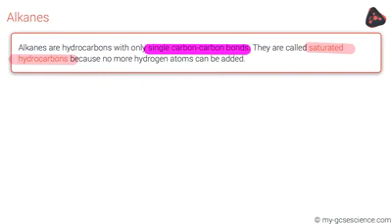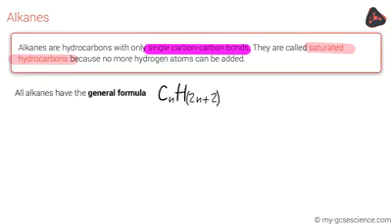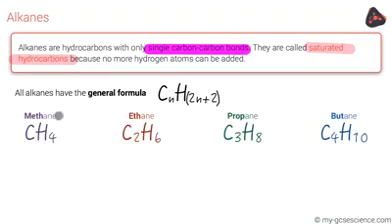So we said that hydrocarbons only had carbon and hydrogen in them. So let's have a look at how these are arranged in alkanes. All alkanes have the general formula CnH2n+2. That means if we have n carbons, then there's going to be 2n+2 hydrogens. The 4 examples that you need to know about are these 4 here. Methane containing 1 carbon, ethane containing 2 carbons, propane containing 3 carbons, and butane containing 4 carbons.